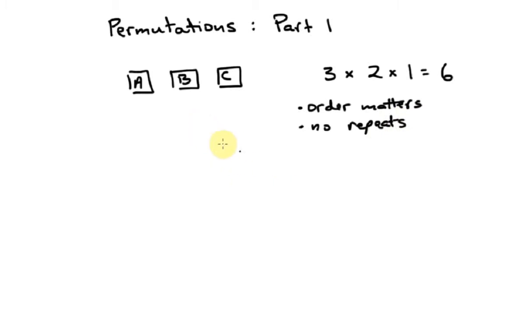And this is what we call a permutation. Okay? So in other words, when you have a situation and the order that you make your arrangement matters, and once something's used, you're not using it a second time, then that is what we call a permutation.